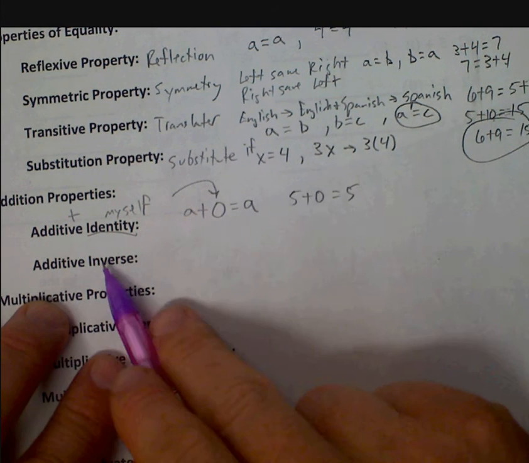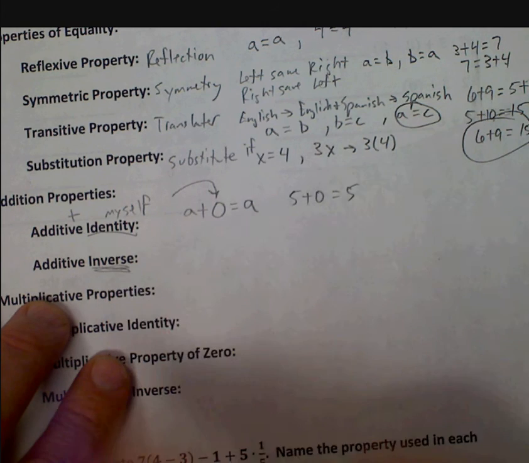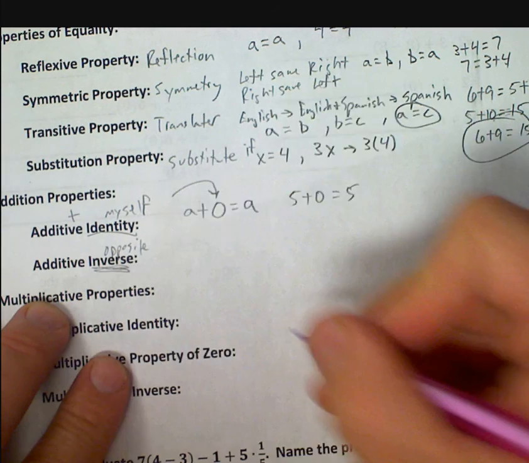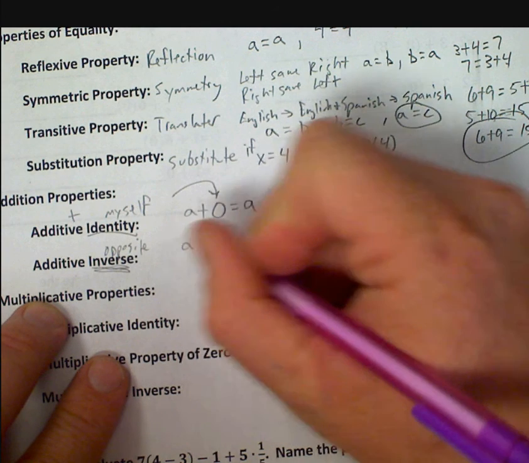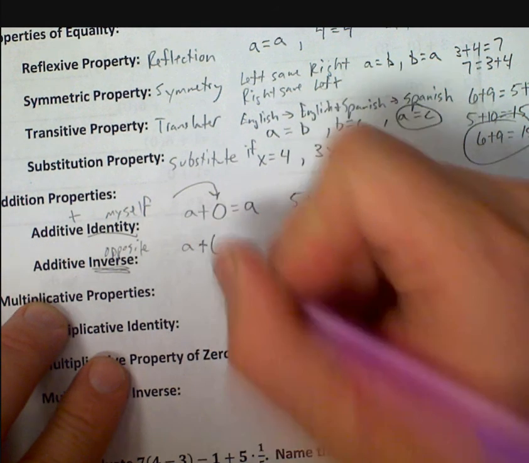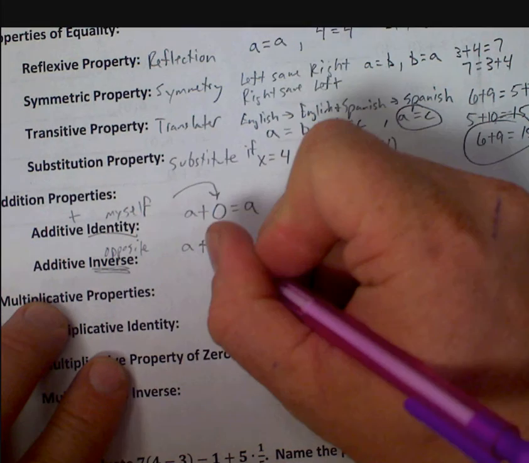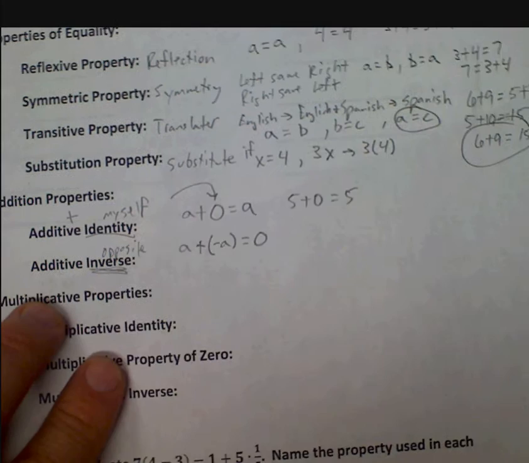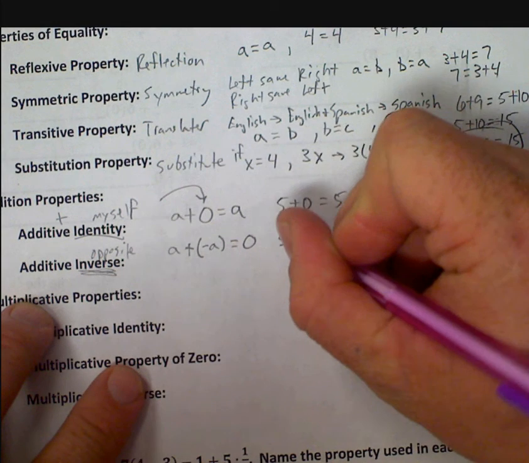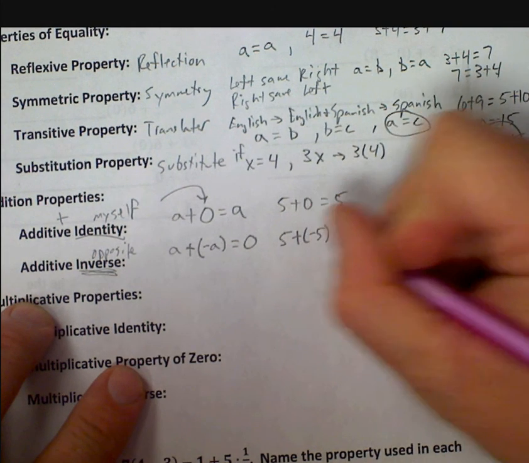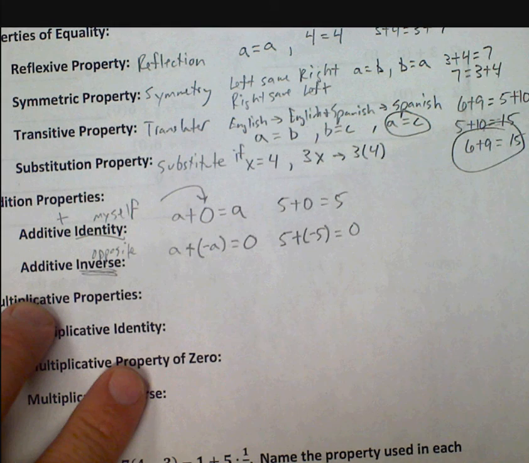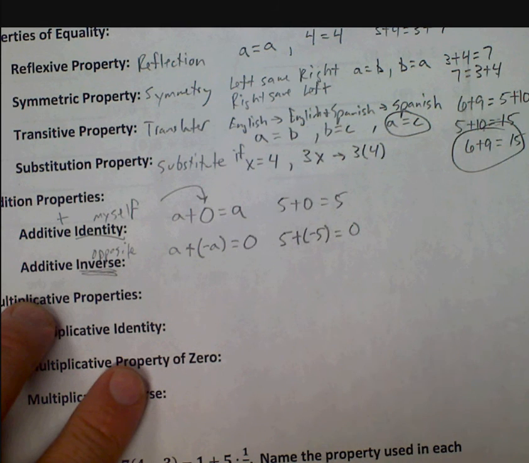The additive inverse. Inverse means the opposite. That means I could take a plus the opposite of a, which is negative a, and it will always give me 0. So for example, if I take 5 and add its opposite, negative 5, then I get back 0. That is the additive inverse.